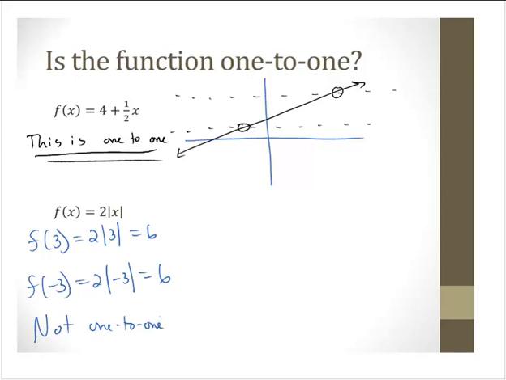If we wanted to think graphically, 2 times the absolute value of x graphs as a V shape. And just for example, if we were to say that this is 6, here we see that we have these two outputs on that level. Not one-to-one.